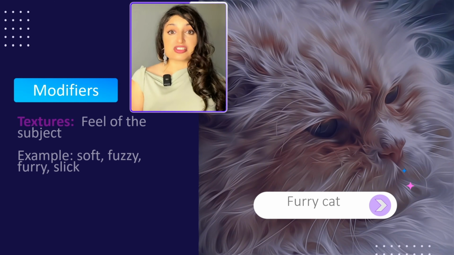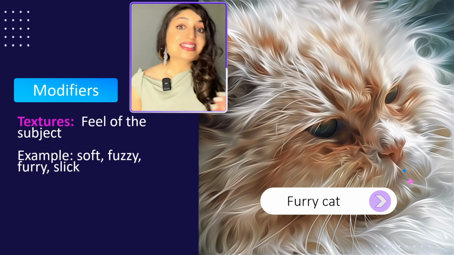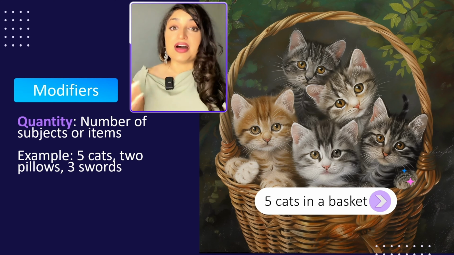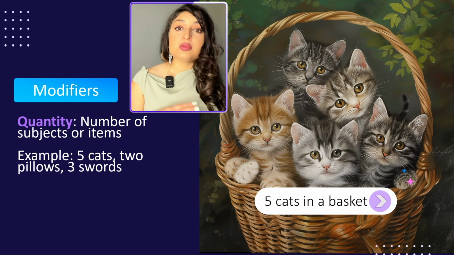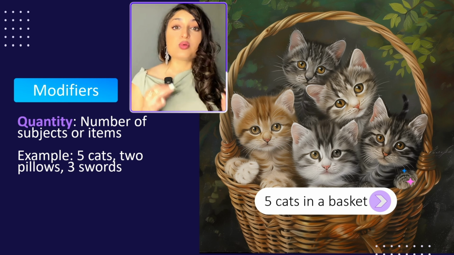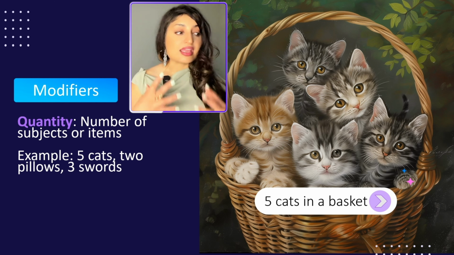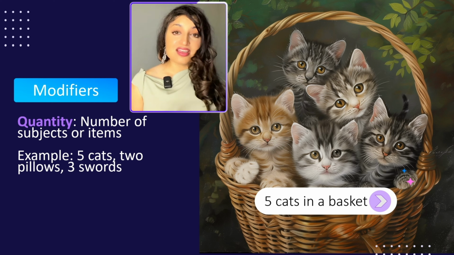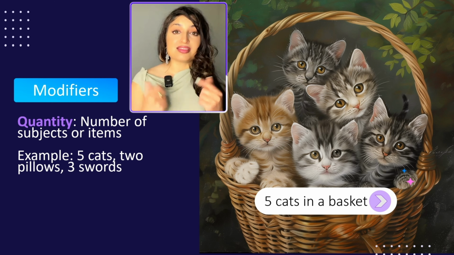You can include textures like glistening, fuzzy, slick. This is also where you can add any quantities. For example, 5 cats in a basket. Ideally, you want to use 2 to 5 quality modifiers that create a cohesive scene. Too many can overcomplicate the prompt, and not adding enough will not get you that vision that you're looking for.